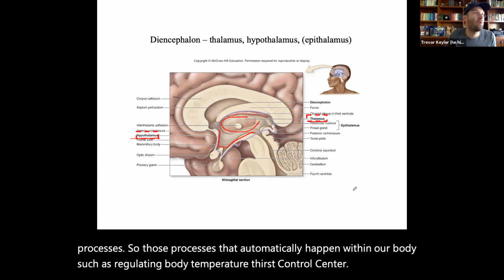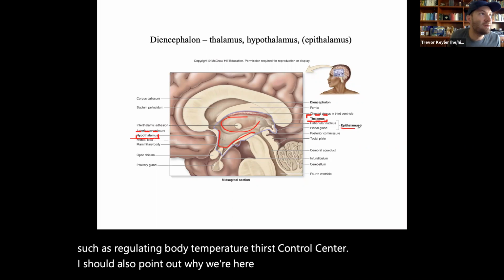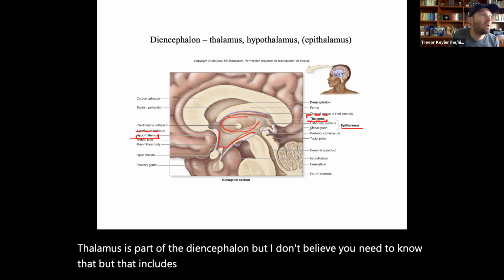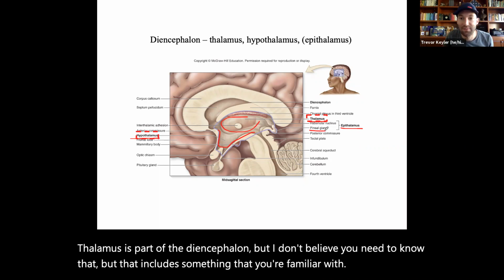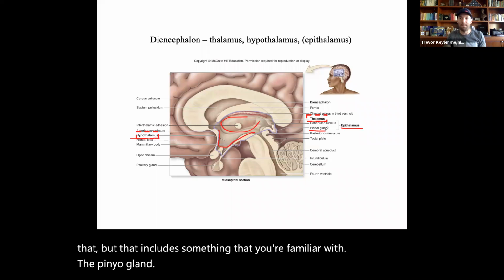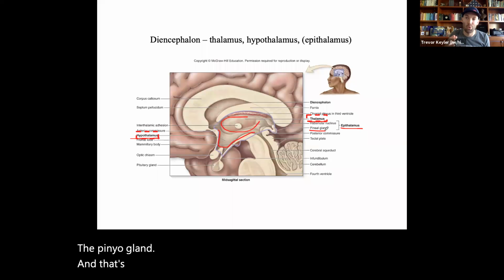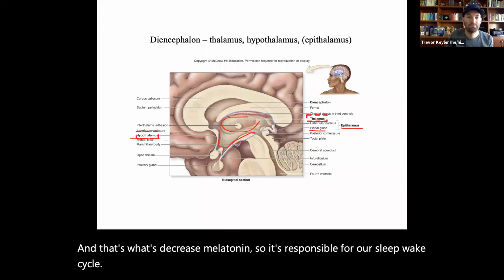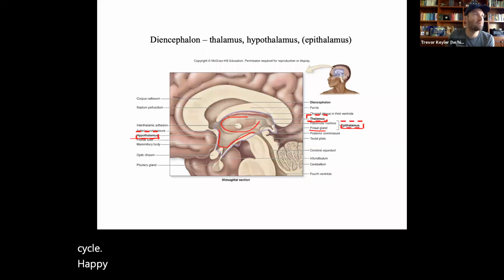I should also point out while we're here that technically the epithalamus is part of the diencephalon, but I don't believe you need to know that. It includes something you're familiar with, the pineal gland. That's what secretes melatonin, so it's responsible for our sleep-wake cycle. Epithalamus, epi meaning upon the thalamus here in the back.